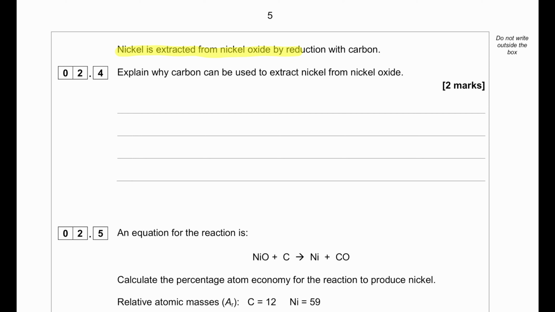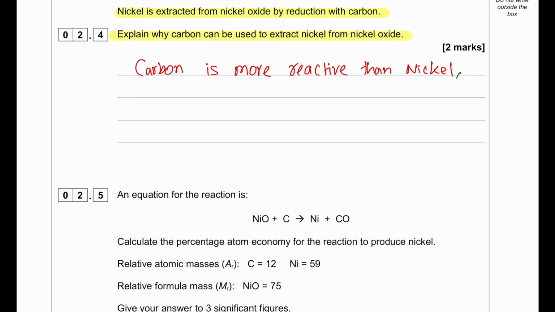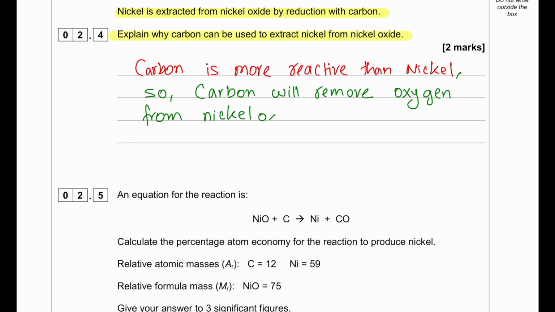Nickel is extracted from nickel oxide by reduction with carbon. Explain why carbon can be used to extract nickel from nickel oxide. So basically, if we want to answer a question like this, we have to understand that nickel is lower in the reactivity series, below carbon. So carbon is more reactive than nickel, so carbon is able to displace the nickel from its oxide. This will be the answer.